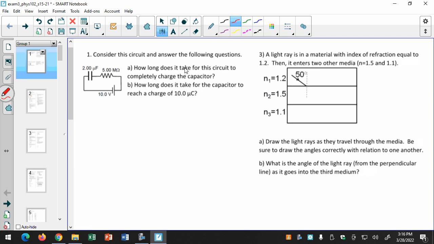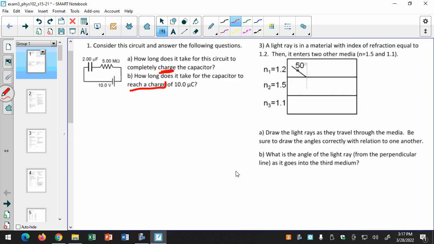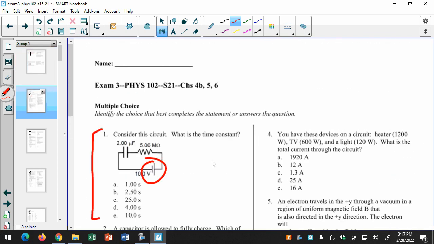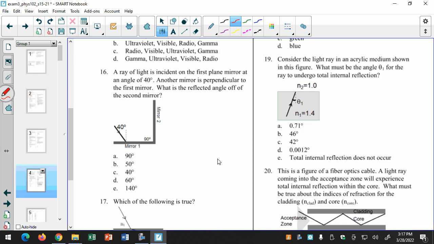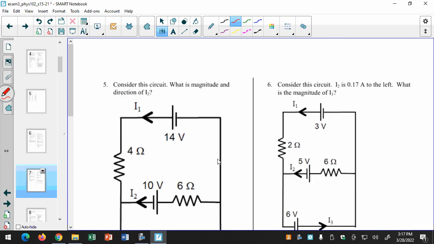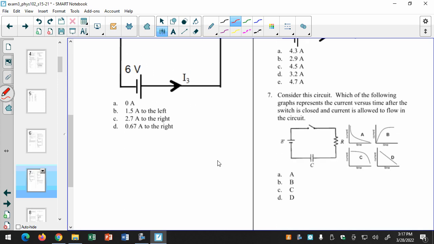Right here in number 1, I ask how long does it take to completely charge the capacitor, and then how long does it take to reach that charge. So it's accumulating charge on that capacitor. Let's see a good example of a discharging capacitor. I know that this one is charging, again, because it has a battery in it. So the answer here would be current. I'm looking for current over time, so the answer here would be this, A.